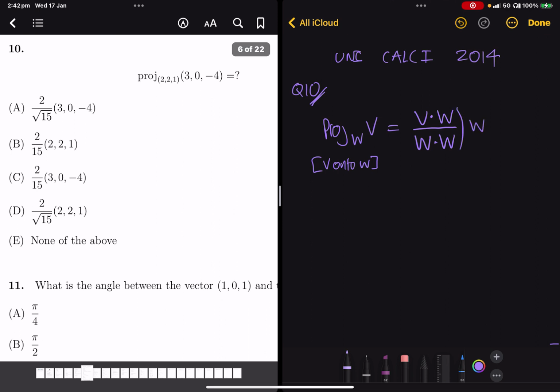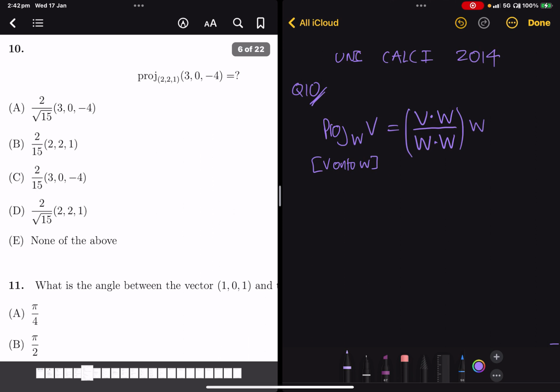Now note this thing here, this fraction consisting of a dot product in the numerator and a dot product in the denominator, this is actually just a number. The two dot products will give numbers, so you get a fraction. You'll be multiplying the W vector by a fraction in order to get the projection of V onto W.